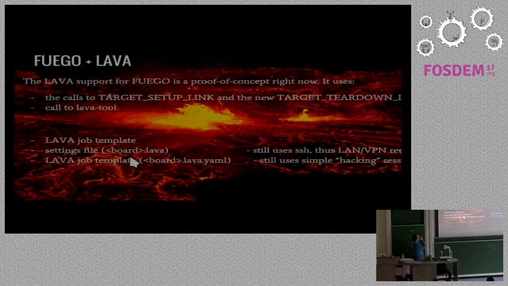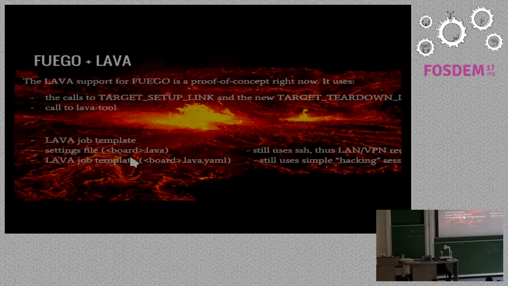Fuego had a nice target setup link. If that variable exists, execute it. Oh, perfect. By the way, there are a few places. So where to add LAVA now? Fuego has the notion of a transport, SSH. Do I add it there? If we want to access the board, we bring it up.